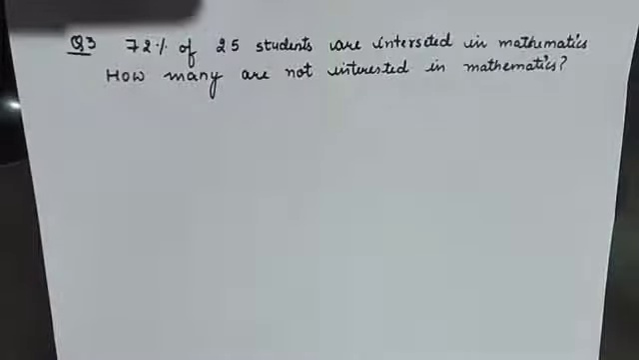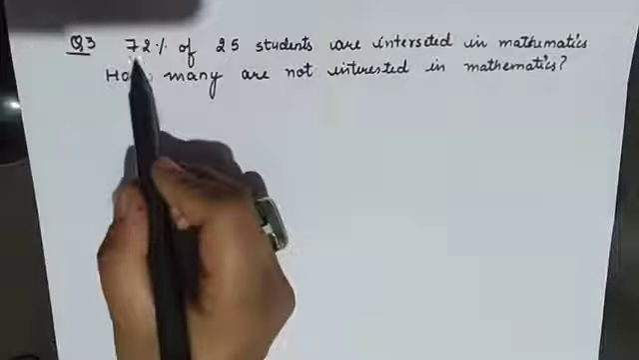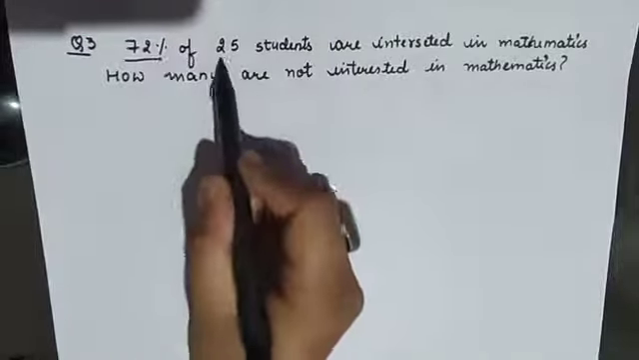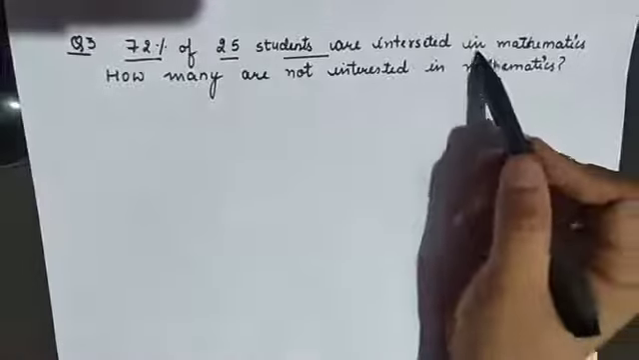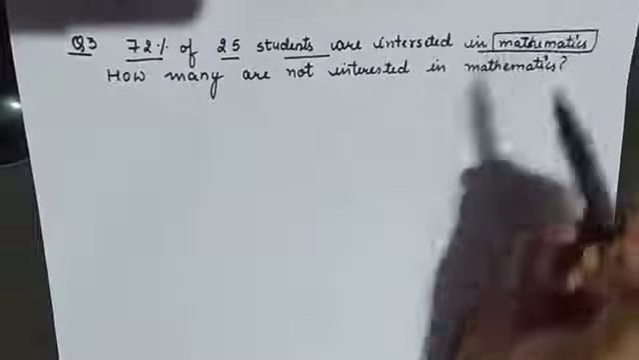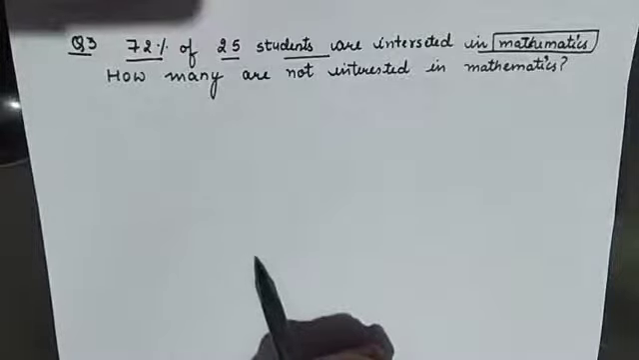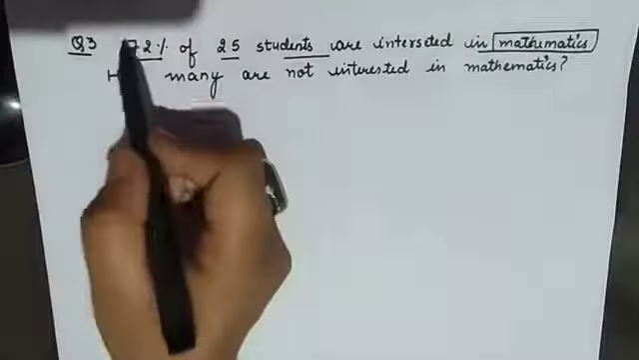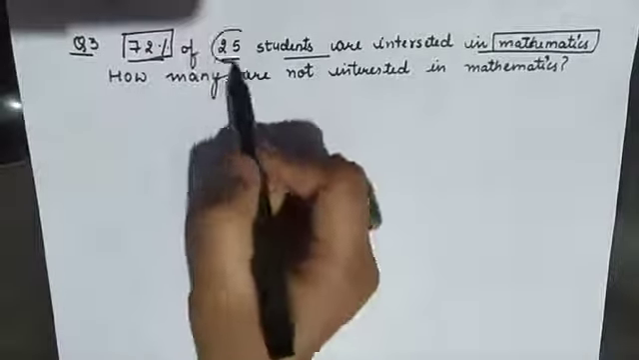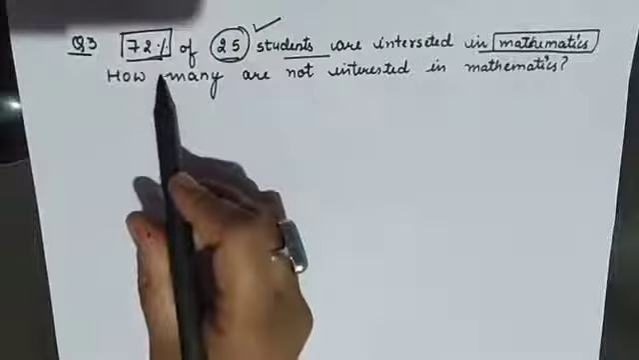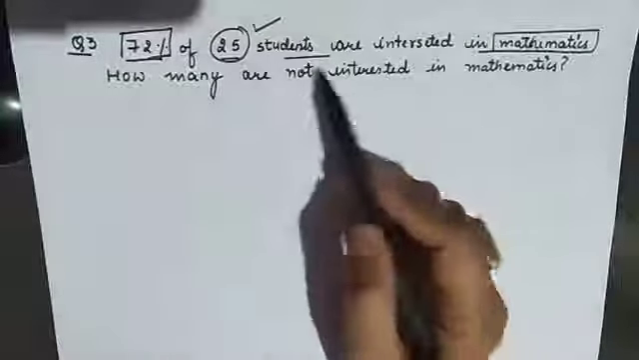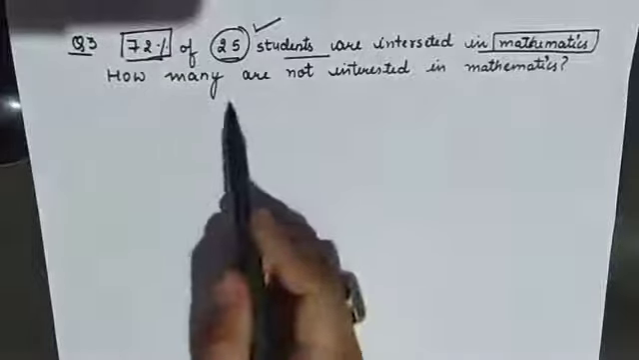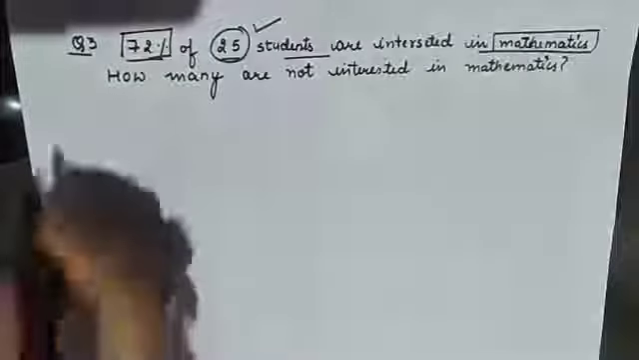Now students, let us see question number 3 here. In question number 3, what is given to you? Here it is said that 72% of 25 students are interested in mathematics. A word problem is given to you, in which it is said that the total number of students is 25, and 72% of the students like mathematics. You have to find out how many are not interested in mathematics.